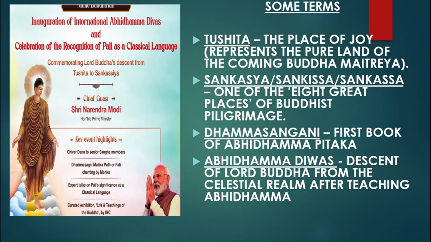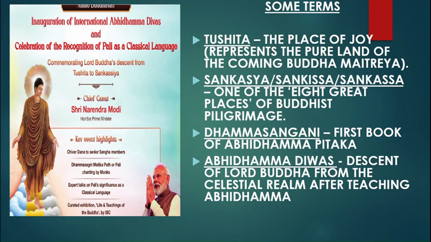So the first term that I extracted here was Tushita. What does this mean? It's the place of joy. It represents the pure land of the coming Buddha, that is Maitreya. You remember one question was asked previously, who is the future Buddha? Future Buddha is Maitreya. So yes, this is the first term.